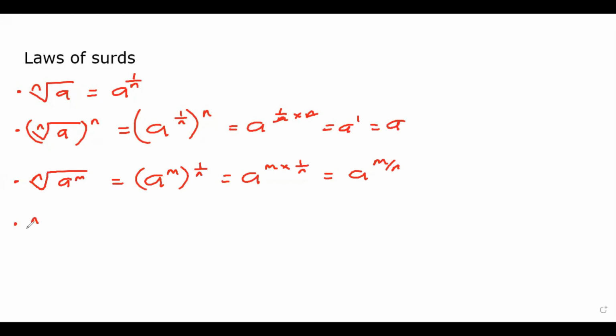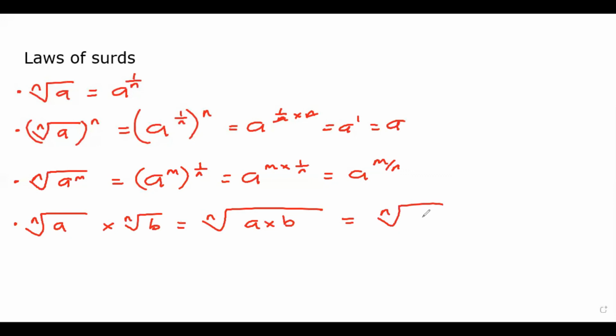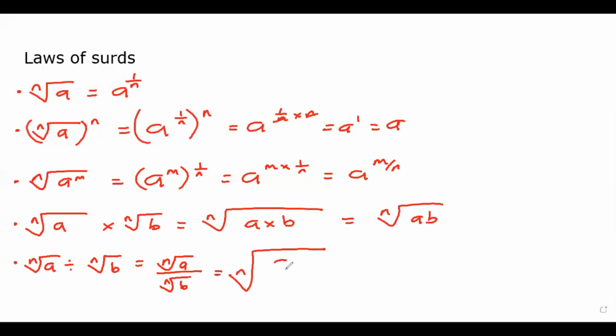If you have n root a times n root b, because the orders are the same, you can have one big root and multiply everything underneath it. The same thing applies if you're dividing. Then it would be one big root because the orders are the same. So these are some laws of surds.